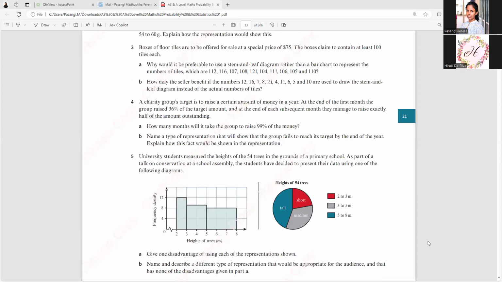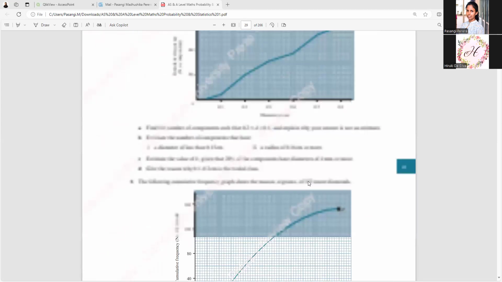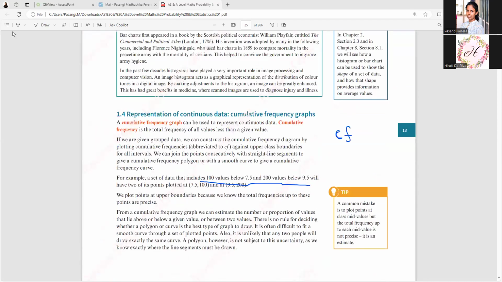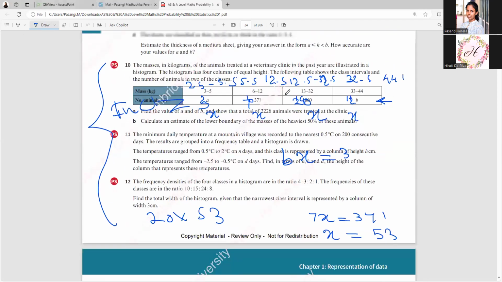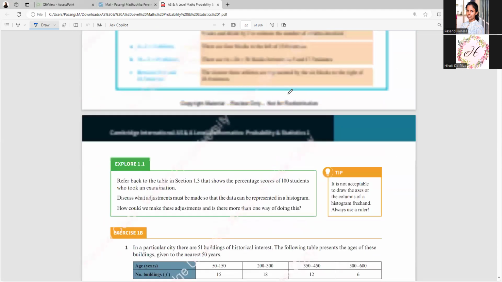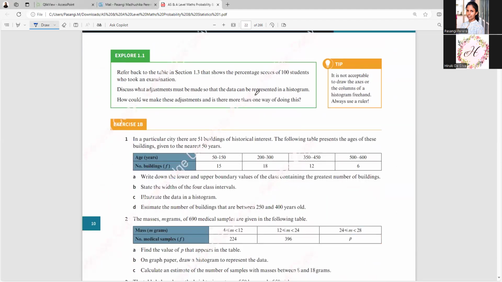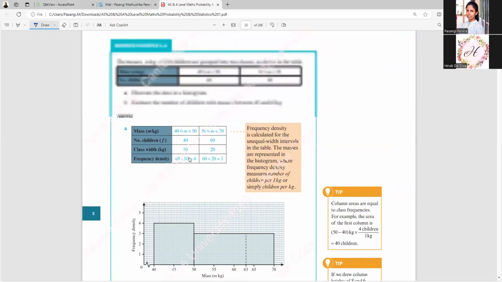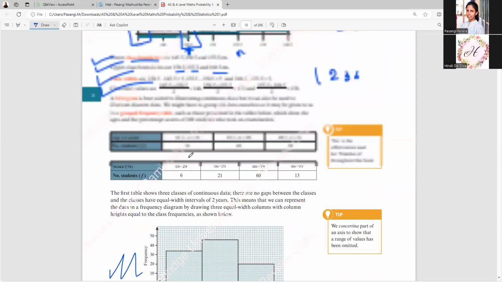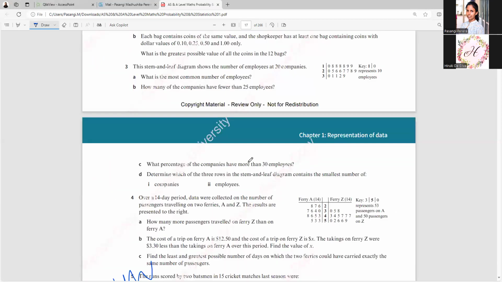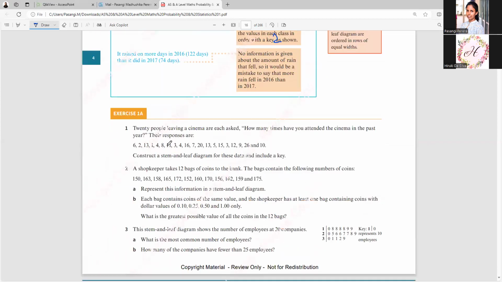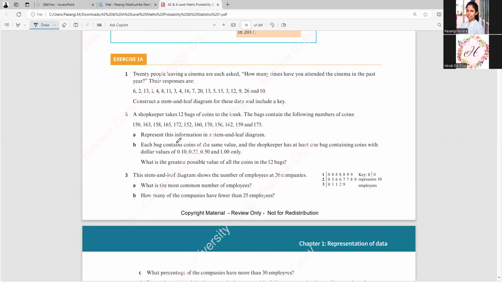In the first exercise, 1A, second question, part B. In the first exercise, 1A, part B, right? Second question, part B. Okay.